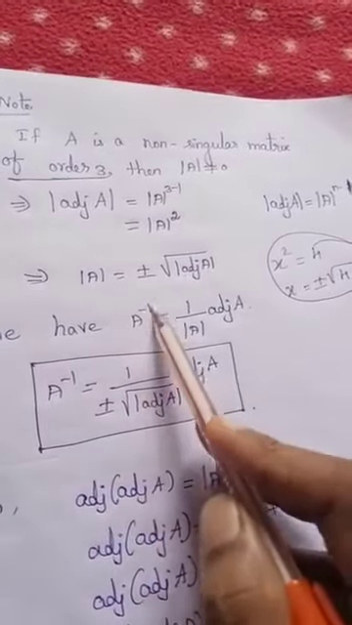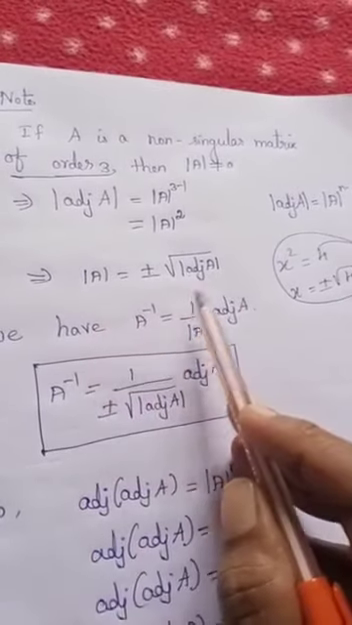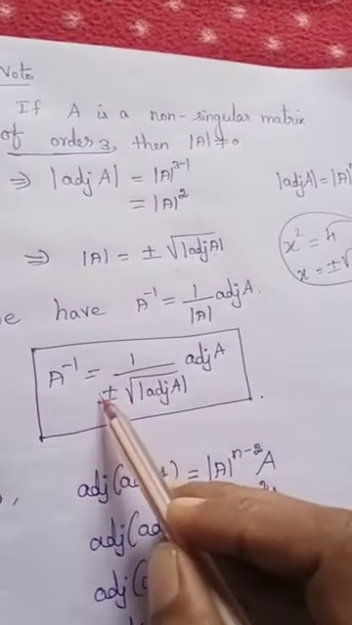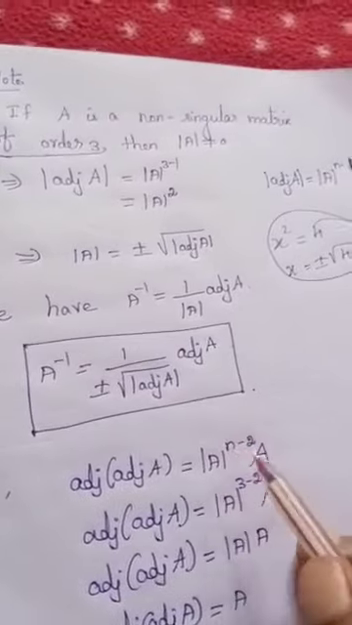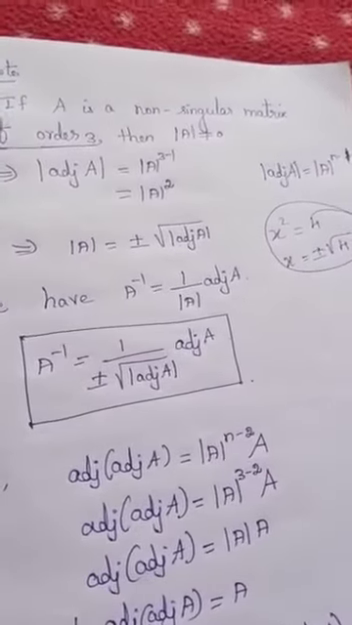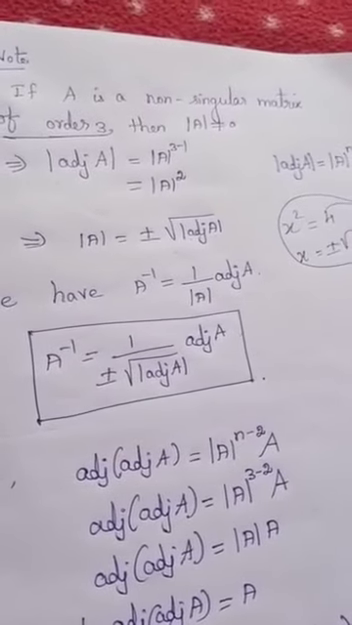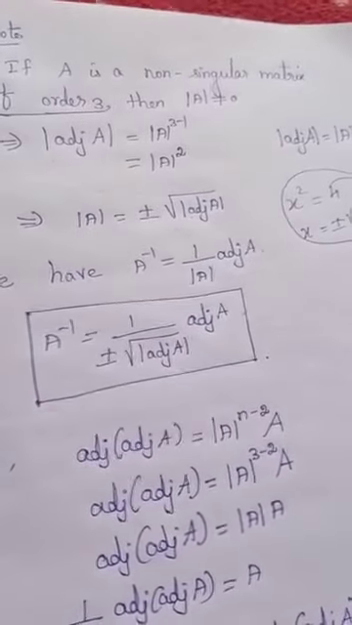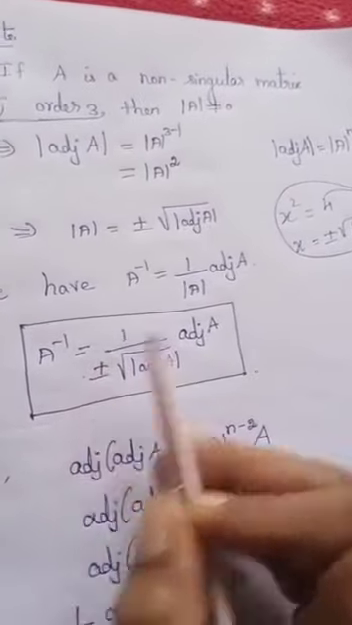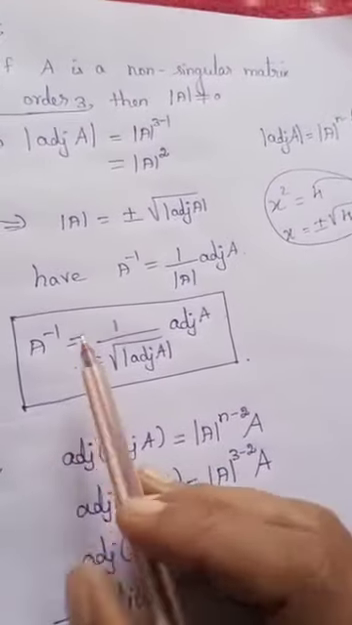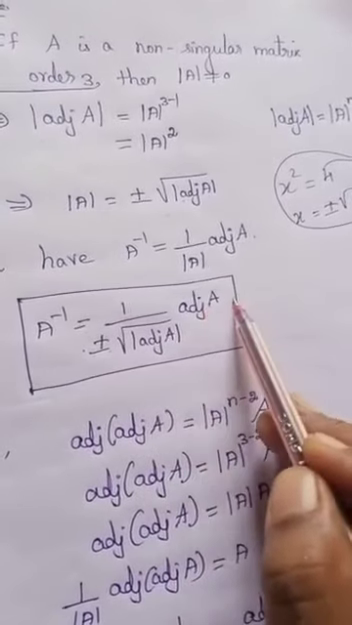We have that inverse formula: A inverse is equal to 1 by determinant A into adj A. Here, for determinant A we have got plus or minus root determinant adj A. So we get 1 by plus or minus root determinant adj A into adj A. We may wonder why we are doing this. Actually, in some problems adj A will be given and they will ask us to find A inverse. In the last class, you might have done the homework on how to find A inverse when A is given. Suppose adj A is given, how will you find A inverse? For that only, we have to learn this formula. When adj A is given and A inverse is asked, we use this: A inverse is equal to 1 by plus or minus root of determinant adj A into adj A.